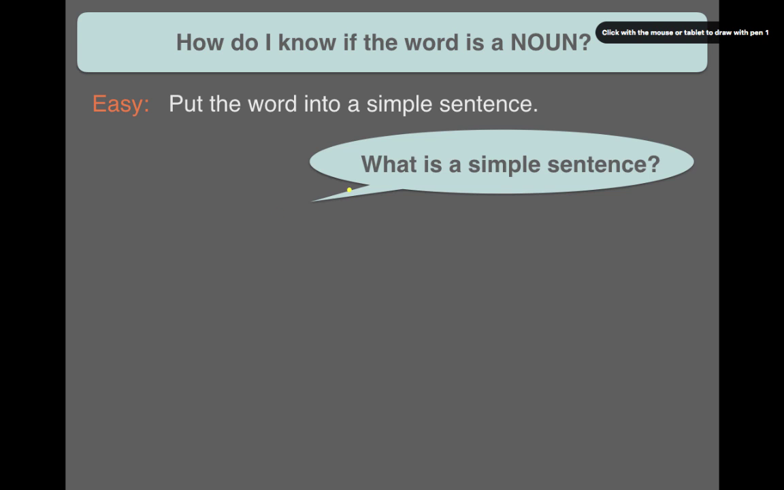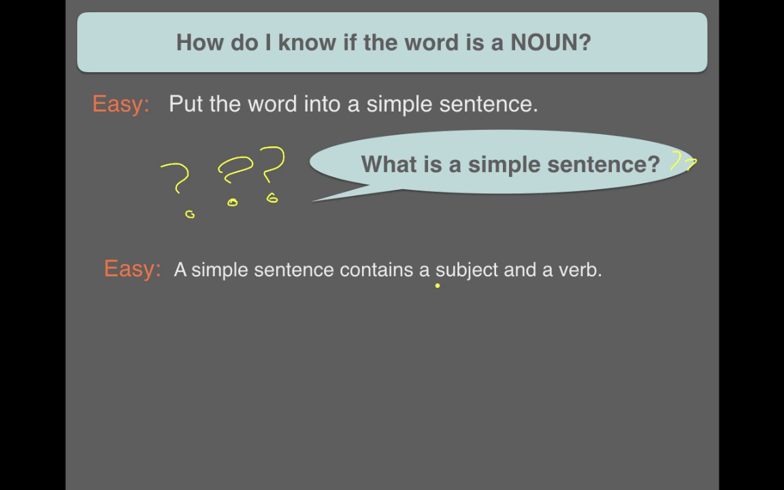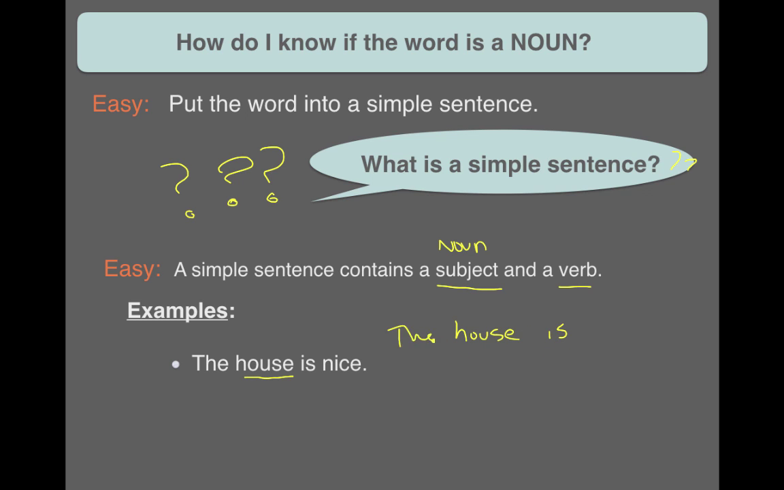Well, then the next question, of course, is, what is a simple sentence? You might be asking yourself, how do I know what a sentence is? Okay, a simple sentence contains a subject, which is often a noun, and a verb. So we're going to look at these two examples to figure out if the word house is in fact a noun. If you can put house, the house is, or the houses are, or any word in front of is or are, and then you can complete the thought.